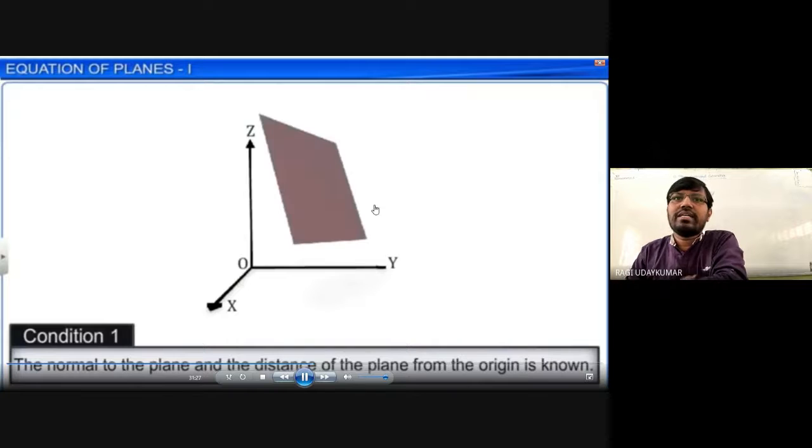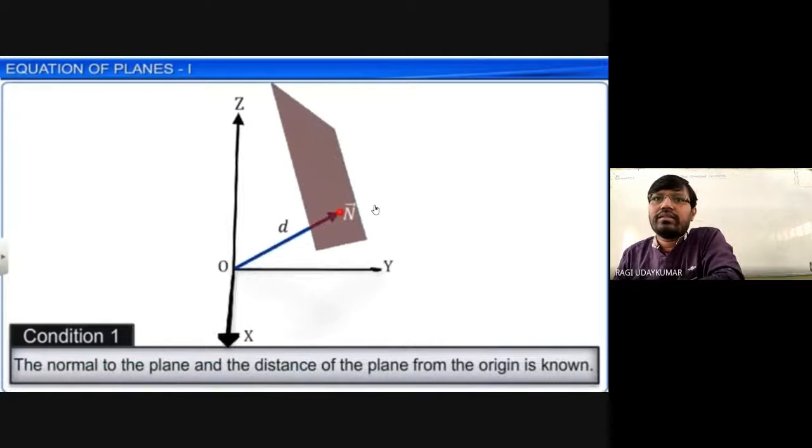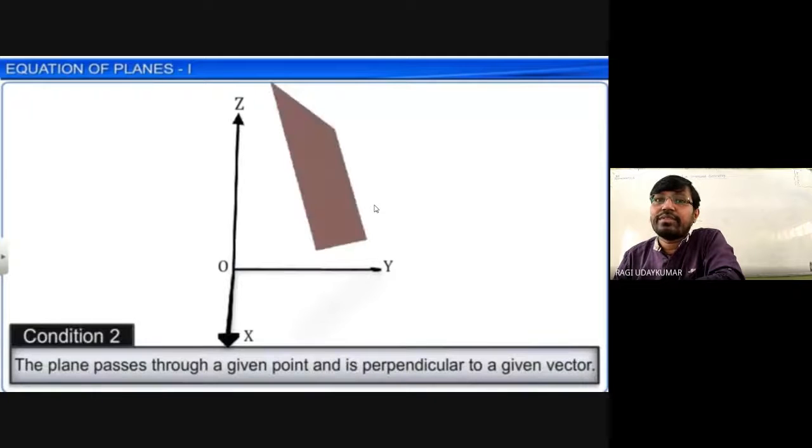So condition 1 is the normal to the plane and the distance of the plane from the origin is given to you. In that situation we are going to find out the equation of a plane. That one form will be there. Normal is nothing but perpendicular. The line which is perpendicular to the plane, and the distance from the origin is given to you.